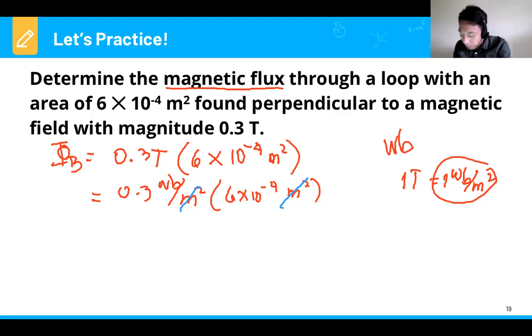Okay, now, we will just multiply 0.3 and 6 by 10 raised to negative 4. So what I will do in scientific notation is 0.3. So it will become 3 by 10 raised to, is it positive or negative?